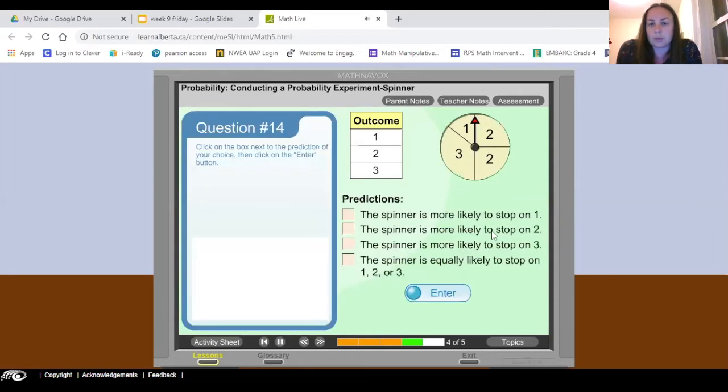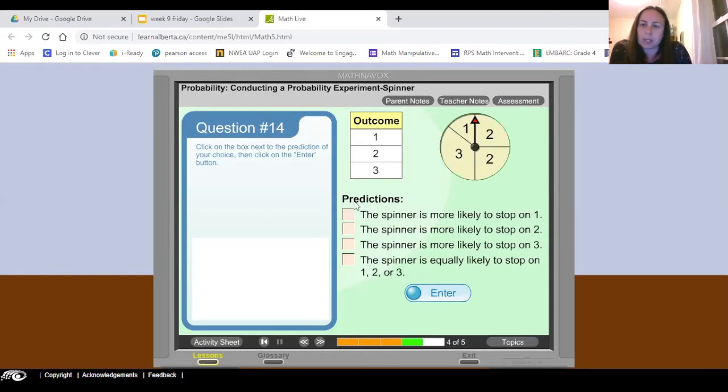Let's predict the probability of the outcomes. Click on the box next to the prediction of your choice. Then click on the Enter button. All right, so let's see. The spinner is more likely to stop on 1. Well, 1 is the smallest piece, so I don't think I would say it is more likely to stop on 1. So that's not my prediction.